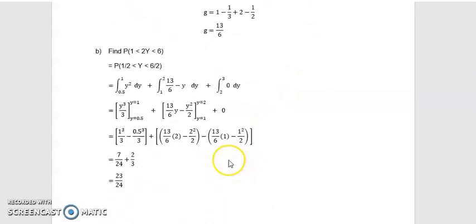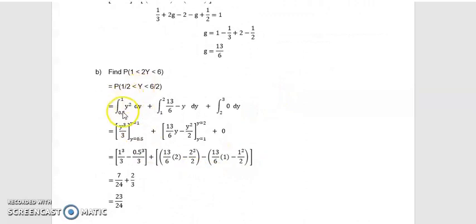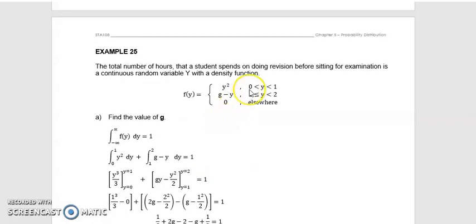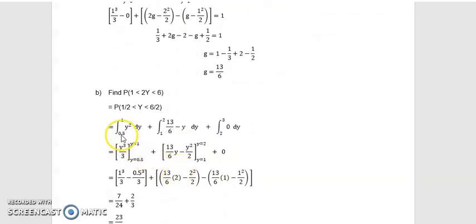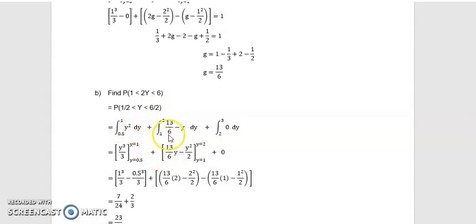So how to do this? For more than half, integrate from half to 1. Why until 1? Because half is within this interval, but the upper limit is 1. So you just integrate from half until 1 using this function. So that's why here we have integrate from 0.5 to 1 of y squared dy. Okay, so 6 over 2 is 3. Plus, integrate from 1 until 2, 13 over 6 minus y dy.